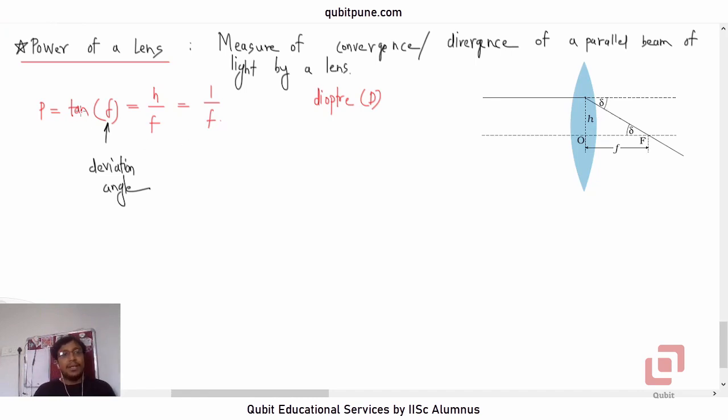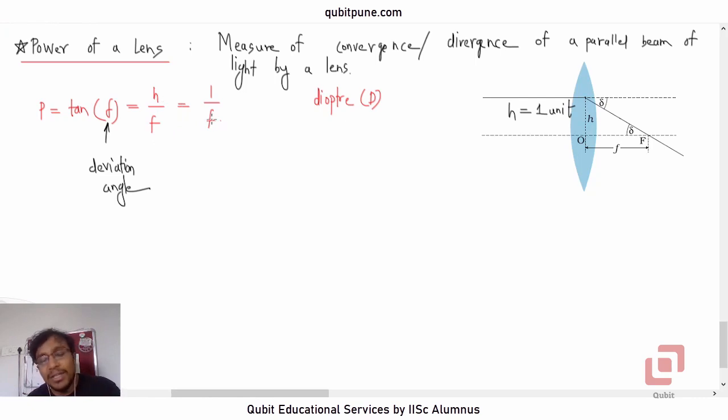Okay, so it is tan of delta, and to define the power of a lens, we take this h to be 1 unit, and therefore it becomes 1 upon f. Please remember that diopter, the SI unit of power, does not have dimensions of L raised to minus 1. Power of a lens is actually a dimensionless quantity. Why is that? That's because it is a ratio of two lengths.